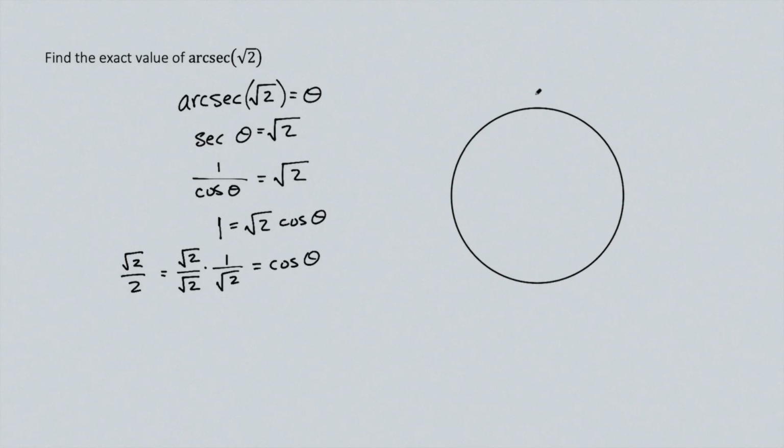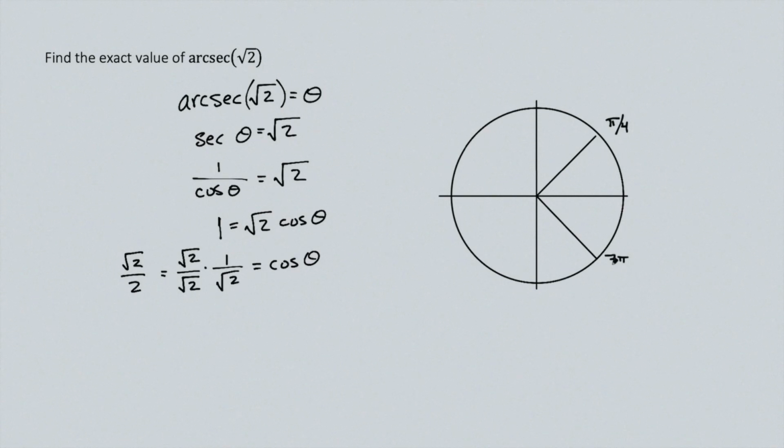So we have a circle, and when cosine is square root of 2 over 2, well, that happens here at pi over 4 and at 7 pi over 4. Now, this was for cosine, but of course we're looking at the original arcsecant. And arcsecant, the restriction on that is pretty much the same as the arc cosine, in that it's only going to give us something in the first two quadrants.